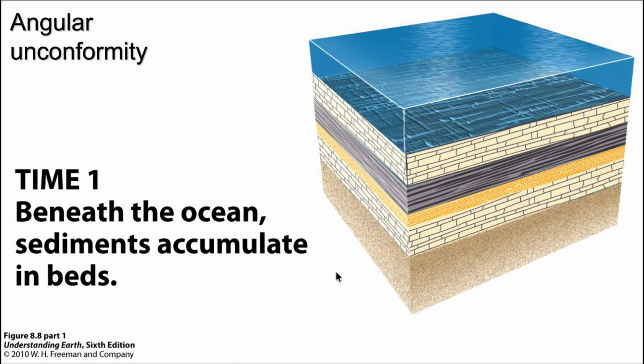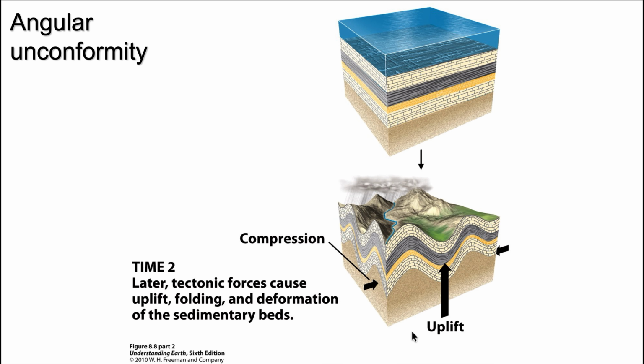Now, in the case of an angular unconformity, we throw in an additional complication, an additional twist, literally, of the rocks. Here we have our initial sequence form. We have uplift in conjunction with folding and deformation of the sedimentary beds. So we're introducing some structure now into the previously flat-lying horizontal beds. With compression, we've crunched up these rocks.